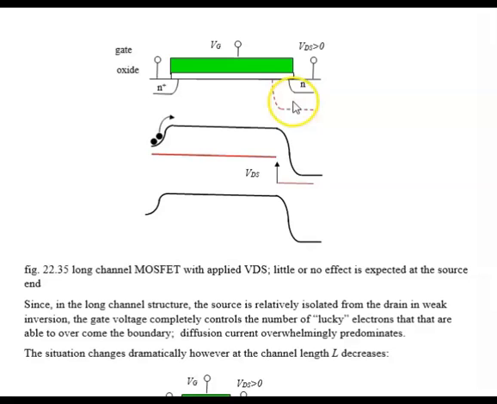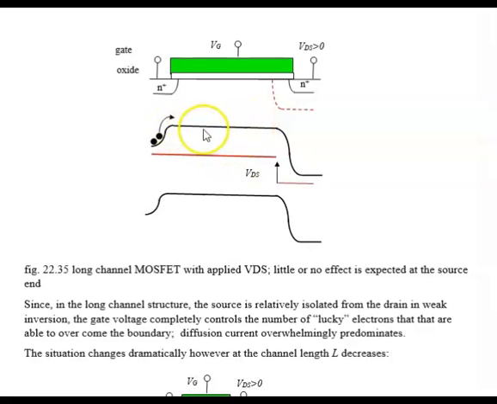And where does the Fermi level drop? It drops across the point of high resistivity, and that, of course, is the depletion region. So we have a discontinuous Fermi level because we no longer have equilibrium, and we have a VDS drop across the depletion region. Well, what has changed? At the source, nothing has changed because the source is basically still isolated from the drain in a long channel device. So any lucky electron can still move by way of diffusion.